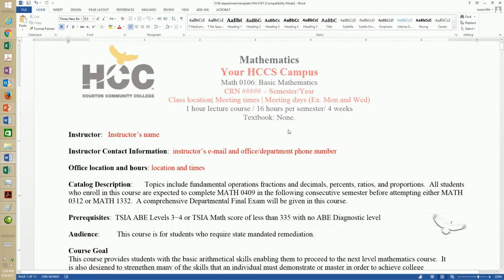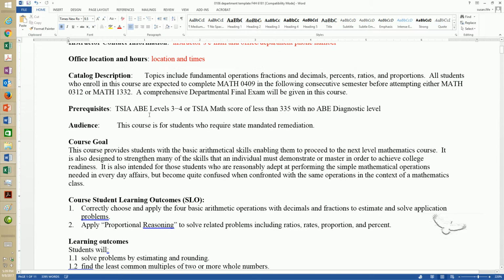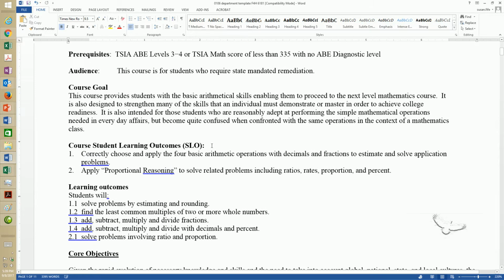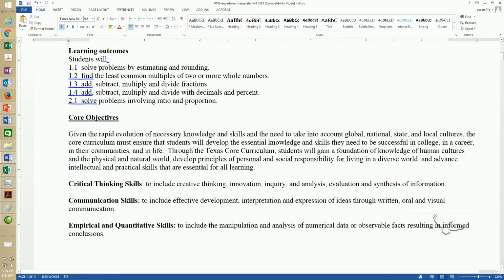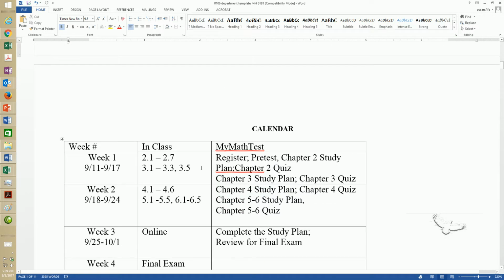Okay, here's a sample of the syllabus. This would have been emailed to you. It's our standard syllabus. I did change the prerequisites so that they were correct. Otherwise, all of this first page has not changed.